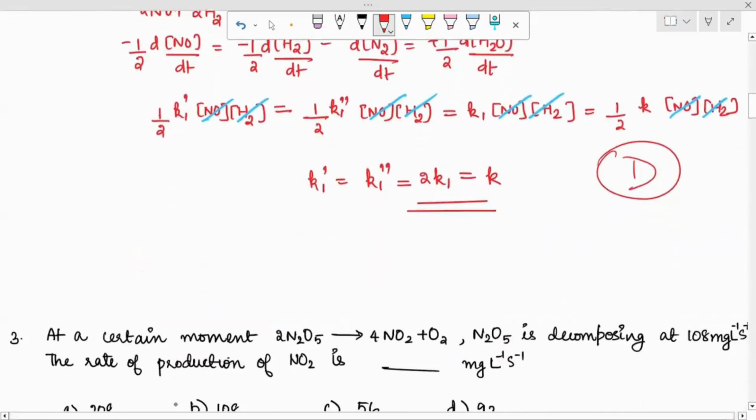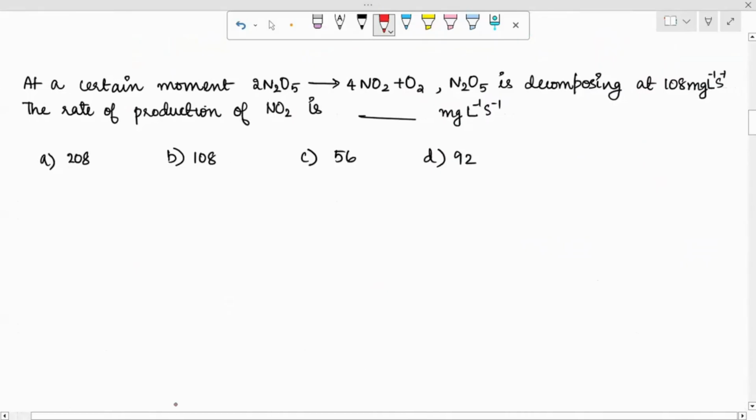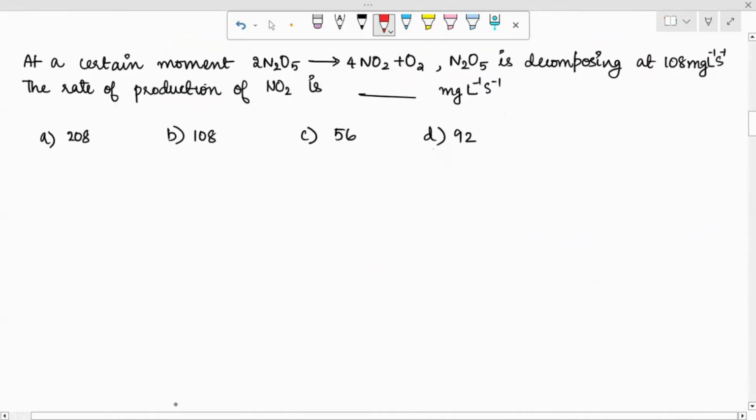Okay. Third question. Now this question should be marked important. Such types of questions are not being asked. This was asked for JEE kind of exams, but then it's a beautiful question that you must practice.